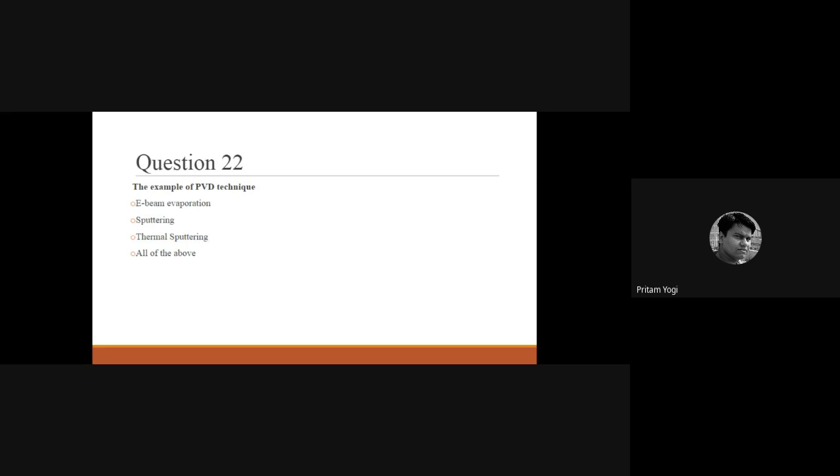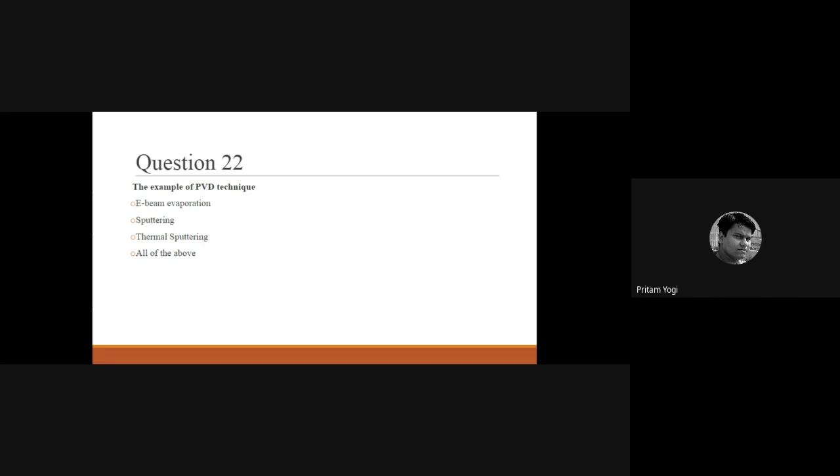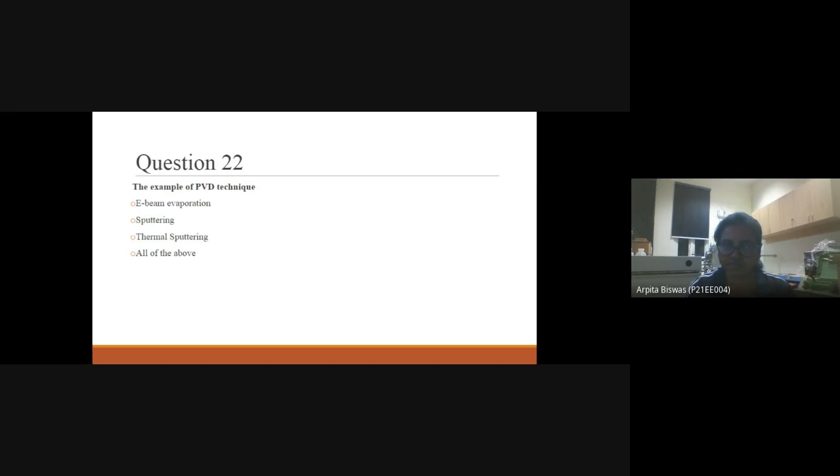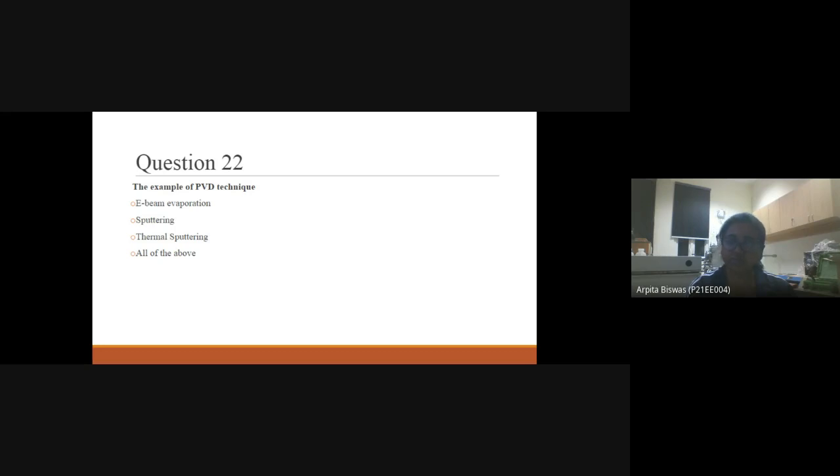Okay. So what about the melting point? We are taking some material which we want to deposit, and there is a source where we take the material. So what about the melting point? The melting point of the material that we want to deposit should be low. Why? So we can easily evaporate that material.